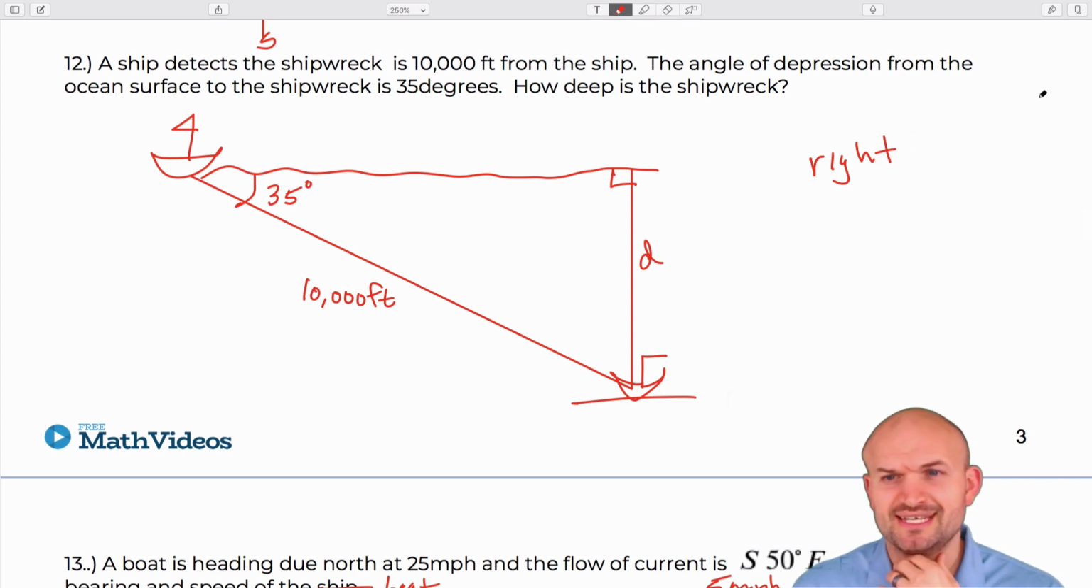Oh, I'm like sharing the T. That's kind of an interesting way to write things. Didn't really mean to do that. So right triangle.